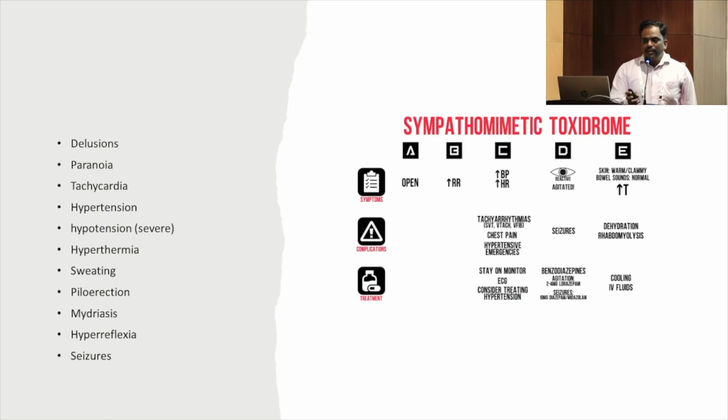So again, airway open, breathing, increased respiratory rate. Circulation, the BP and heart rate will increase. Disability, mydriasis, along with agitation. The extras which will differentiate: skin will be warm and diaphoretic, and bowel sounds will be normal. But if untreated or if it is prolonged, it can cause dehydration and rhabdomyolysis. These patients can also go into various kinds of arrhythmias at this point of time, so try to monitor them on ECGs.